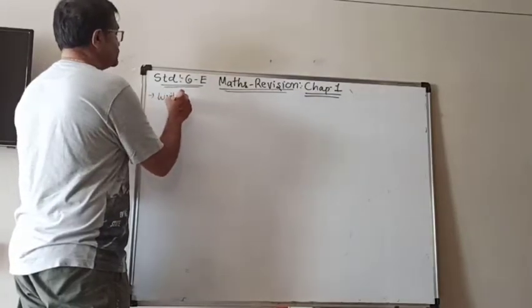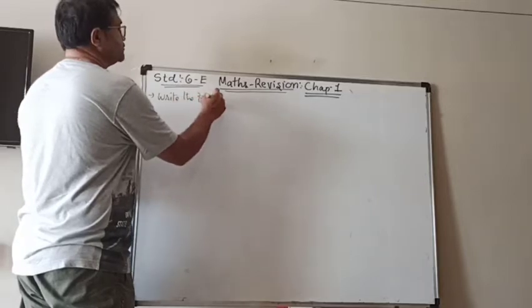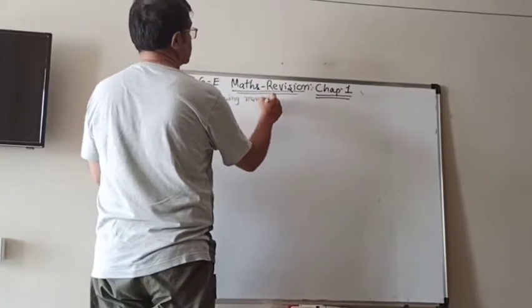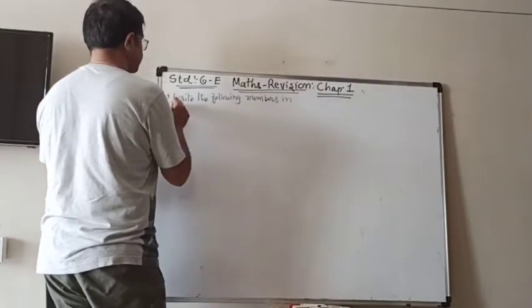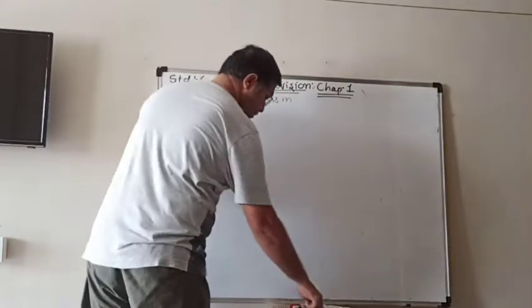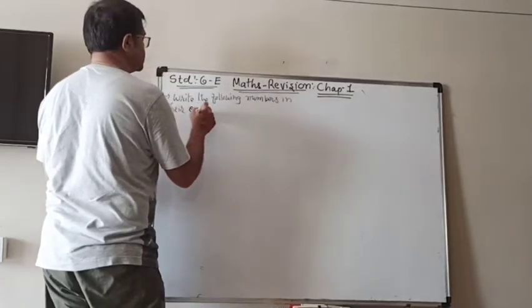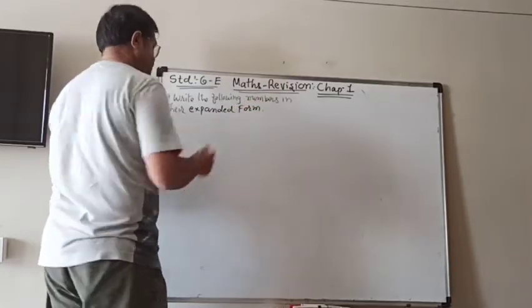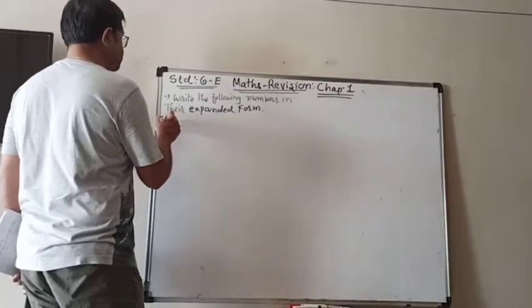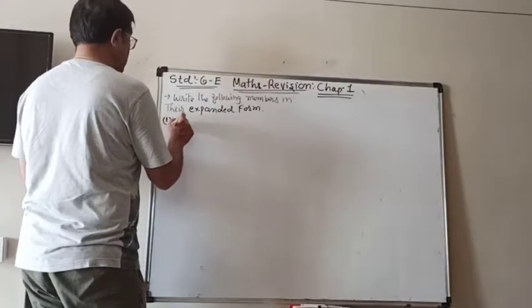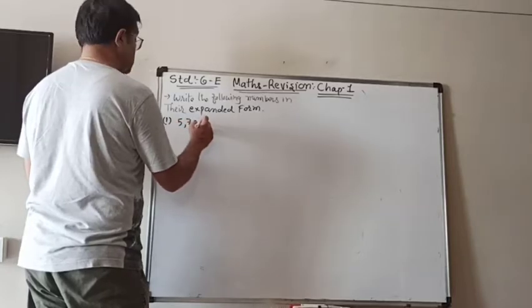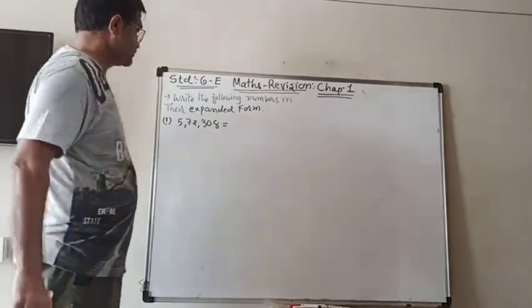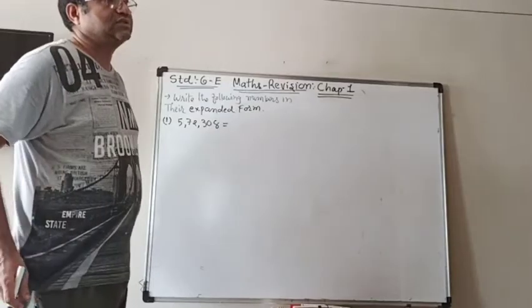Write the following numbers in their expanded form. The first number is 5,72,308.